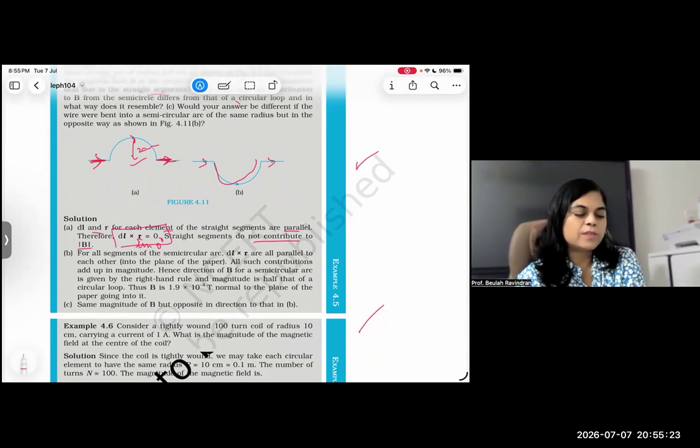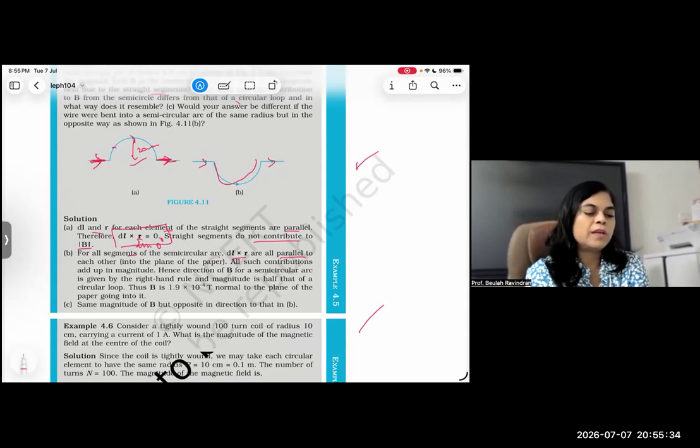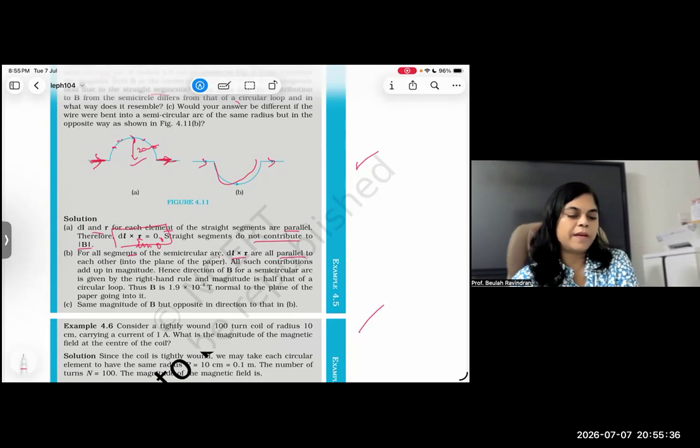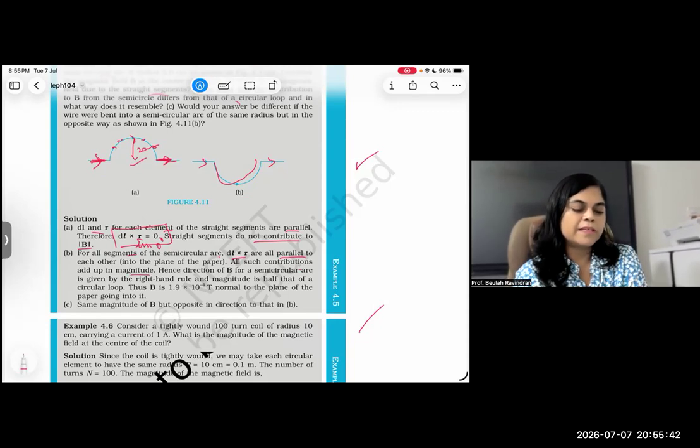What is the second question? For all segments of the semicircular arc, dL cross r are all parallel. For all segments, it will be like that. So it is parallel, and also all such contributions add up in magnitude. Hence, the direction of B for a semicircular arc is given by the right hand rule.